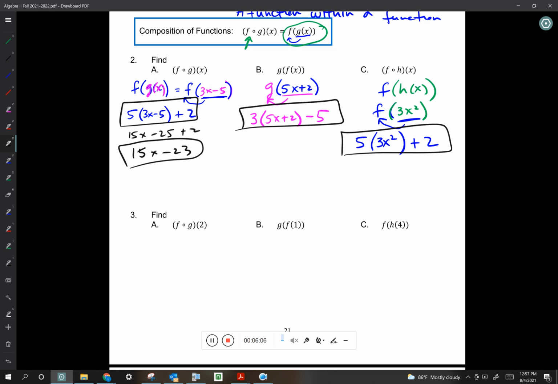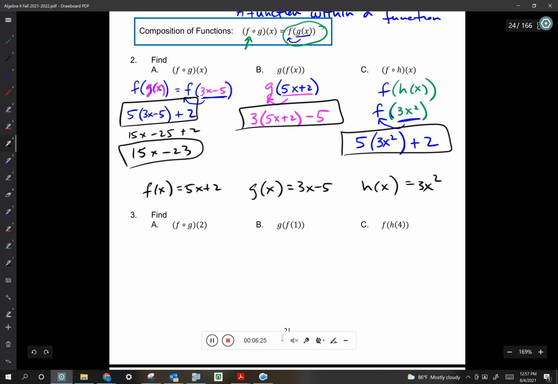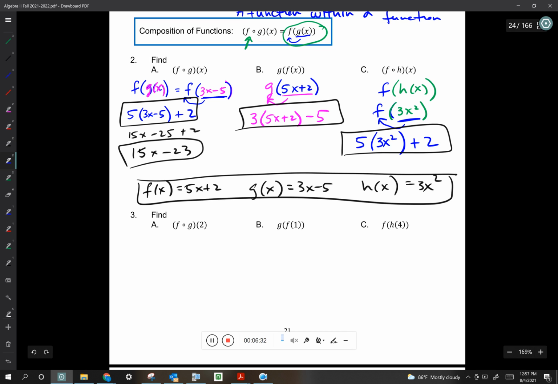So I'm going to do this just to kind of bring them down here. Remember up at the top, we were given f of x to be 5x plus 2. I'm just kind of writing them down here. We were given g of x to be 3x minus 5. And we were given h of x to be 3x squared. Right? All of that we were given at the very top of the page. This we're going to use all the way down, just so I don't have to be scrolling back and forth.